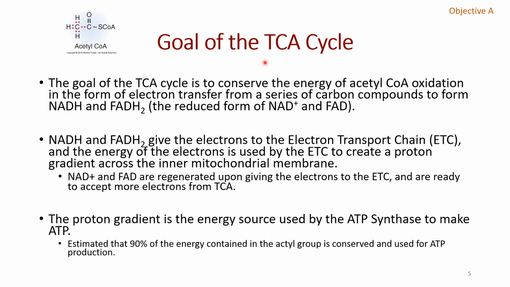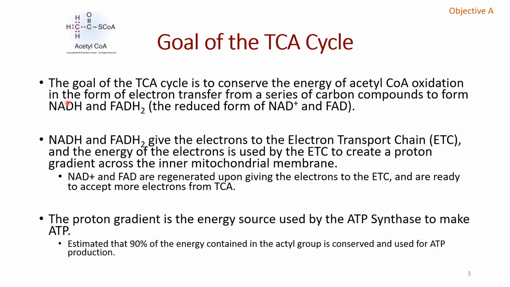So the goal of the TCA cycle then is to conserve the energy of acetyl-CoA oxidation. The energy contained within those electrons, you want to conserve that, and you want to transfer that energy to the electron transport chain so that that energy can be used to set up the proton gradient that will lead to ATP synthesis. And the way to do that is to use these reduced cofactors as electron carriers to transfer the electrons and their energy to the electron transport chain, which is here.